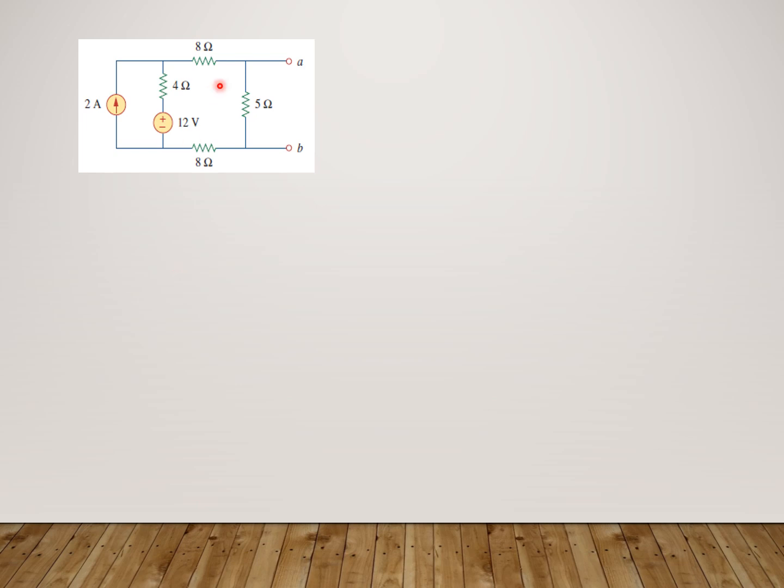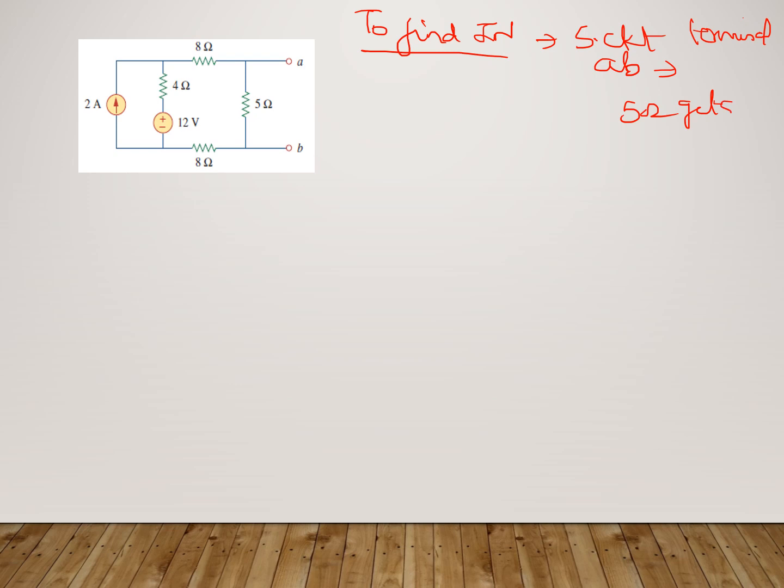Now the next step is to find the Norton's current. Norton's current is found by short circuiting the load terminals. If I short circuit the load terminals, we can see that the 5 ohm gets short circuited, so the same Norton current would flow through this short circuited terminal. Let me redraw the circuit and see how we are going to find IN, short circuit terminal AB. So the 5 ohm gets shorted.